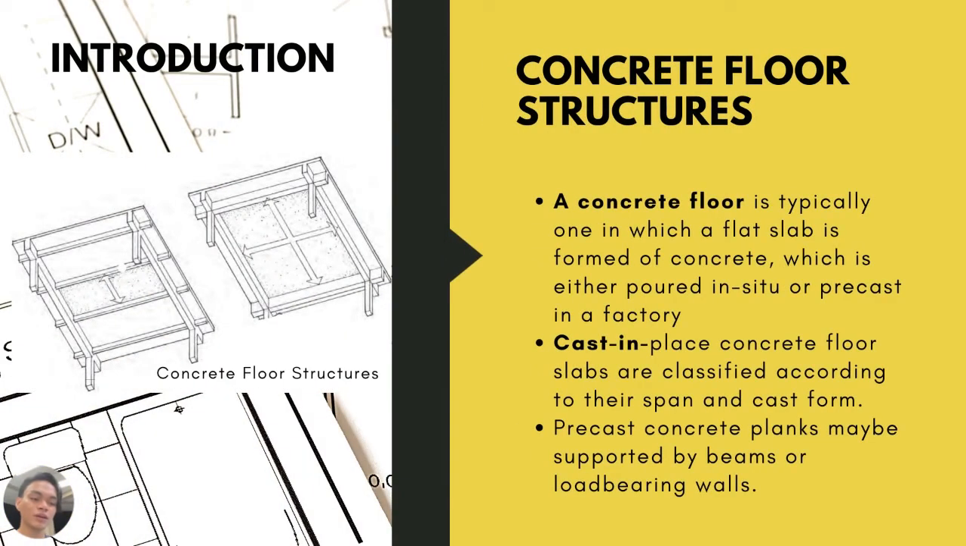So, concrete floor structures. The concrete floor is typically one in which a flat slab is formed of concrete, which is either poured in situ or precast in a factory. Cast in place concrete floor slabs are classified according to their span and cast form. Precast concrete planks may be supported by beams or load-bearing walls. Okay, next we move to the materials.